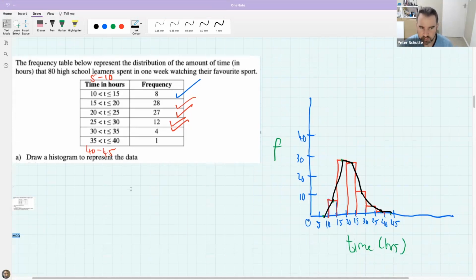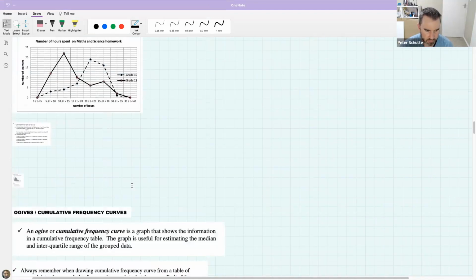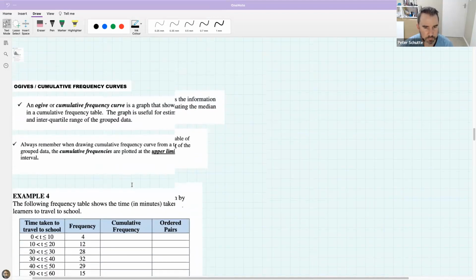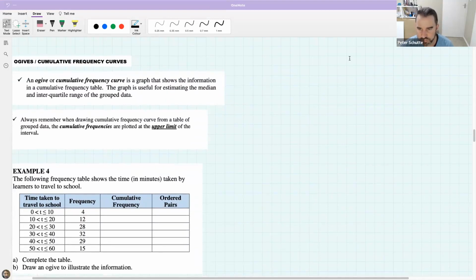All right. Now, you guys have done really, really well. So I'm going to give you a little preview of the next lesson. A common topic in this grade 11 grouped data graph is an ogive or cumulative frequency curve. So let's just read about that. An ogive or cumulative frequency curve is a graph that shows the information in a cumulative frequency table. The graph is useful for estimating the median and interquartile range of the grouped data.